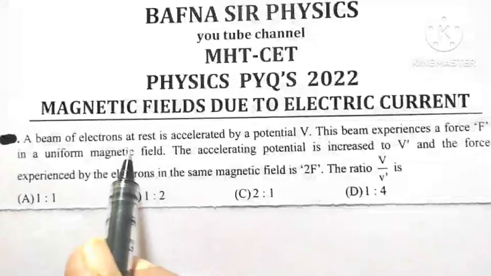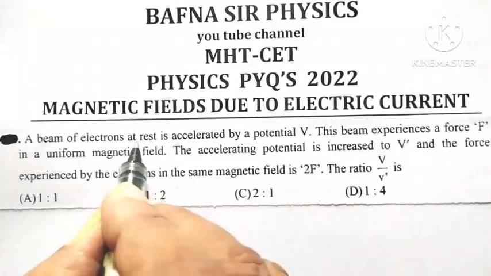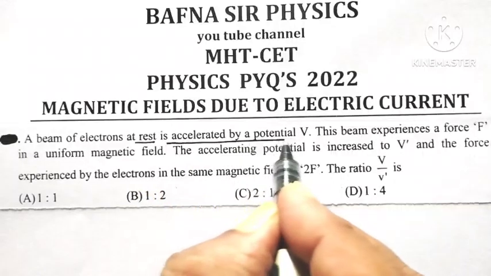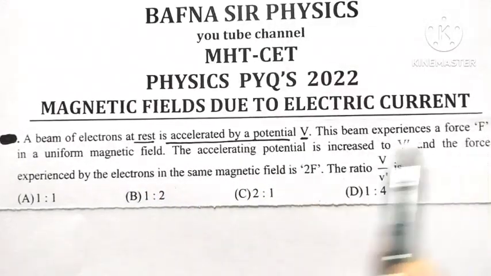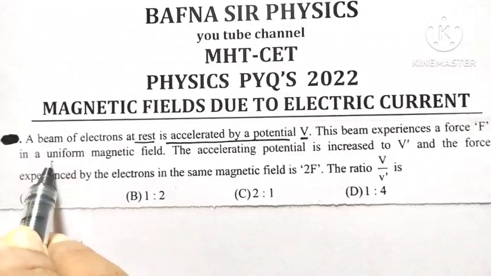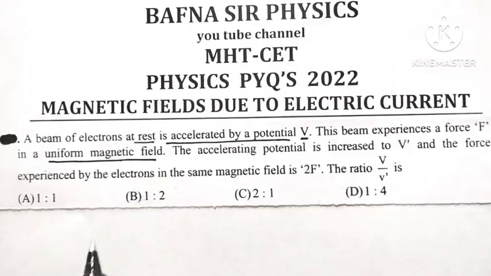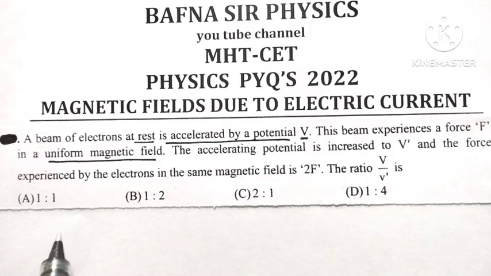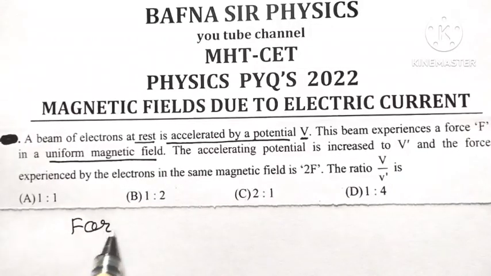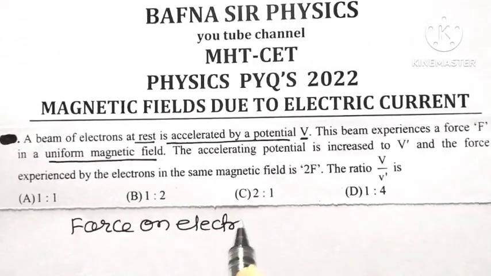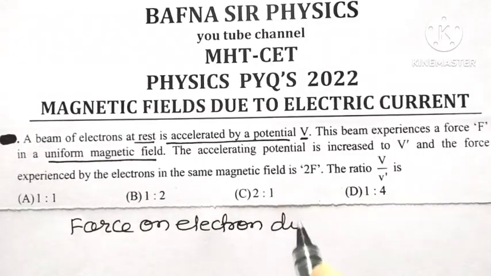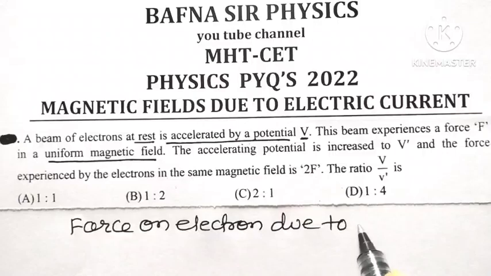A beam of electrons at rest is accelerated by a potential difference V. This beam experiences a force F in a uniform magnetic field. What is the force on the electron due to magnetic field B?